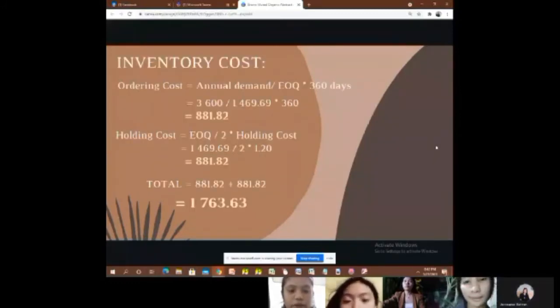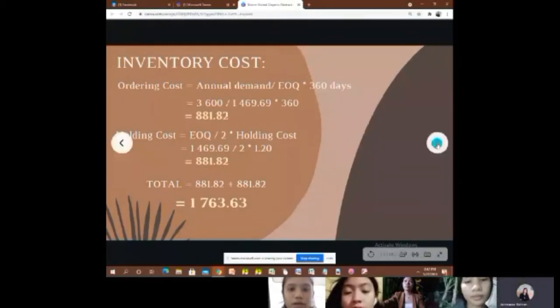Inventory costs, we should identify the ordering cost and holding cost. So in order to get the ordering cost, we have to divide annual demand by EOQ multiplied by 360. So we have 881.82, while holding cost, EOQ divided by 2 multiplied by holding cost. So the same as the ordering cost, we have 881.82. The sum of ordering cost and holding cost would be our inventory cost, which is 1,763.63.